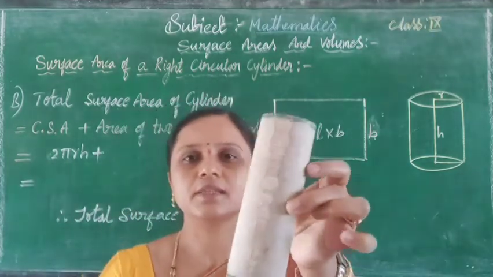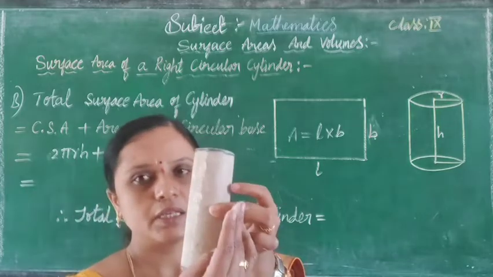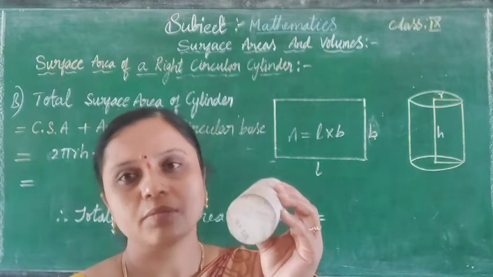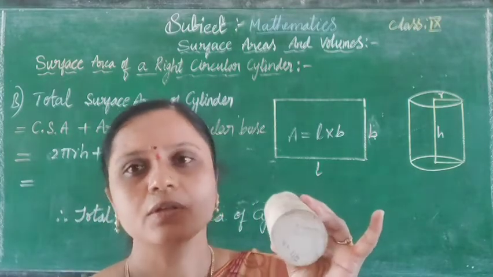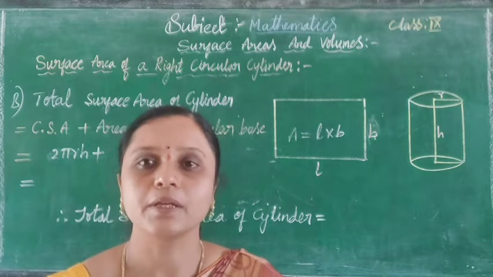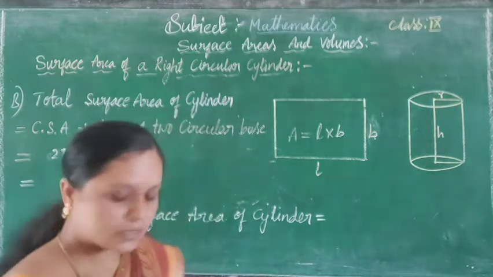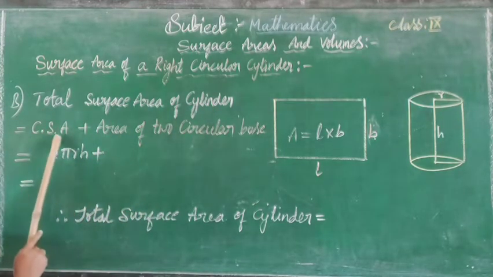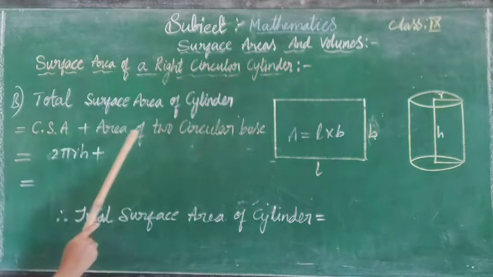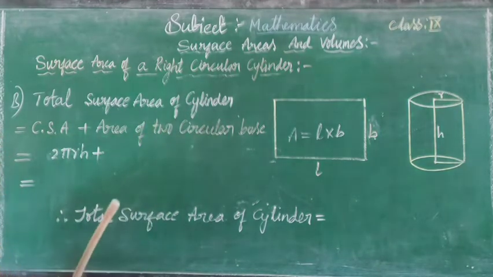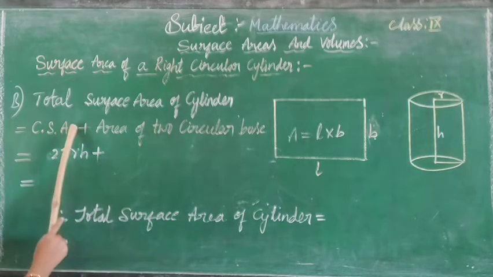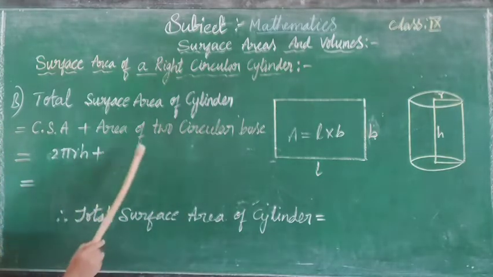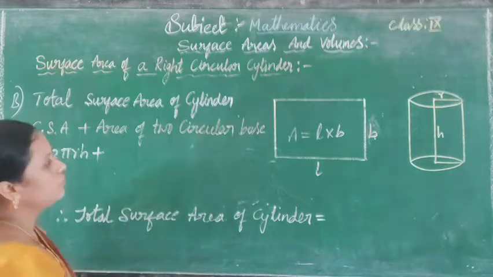The total surface area of this cylinder is equal to the curved surface area plus two circular bases. The base is in circular shape, so the area of a circle is pi r square. So the total surface area of a cylinder is equal to the curved surface area of the cylinder plus the area of two circular bases. What is this curved surface area? I already found that it is 2 pi r h.